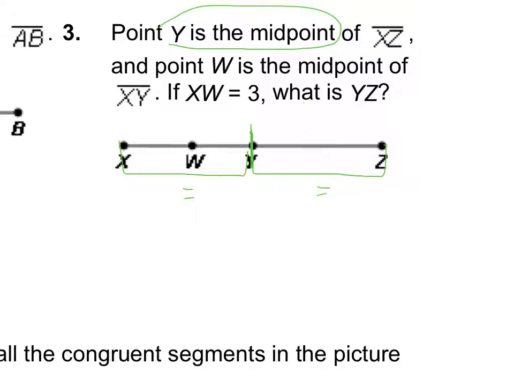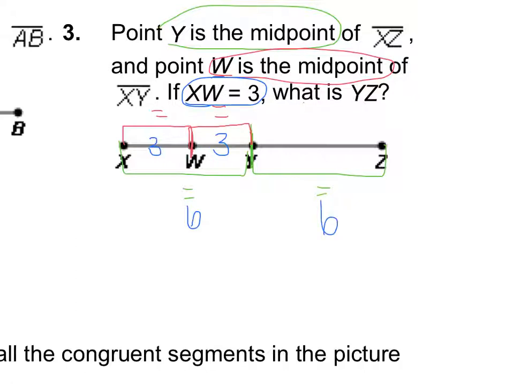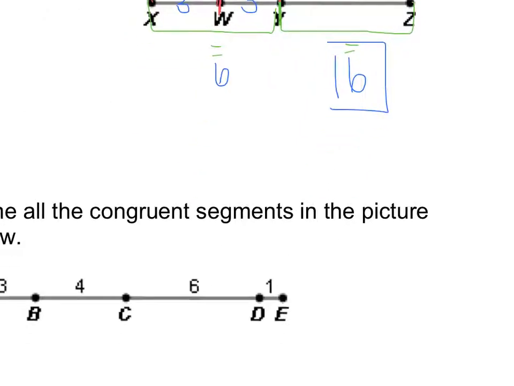It also tells us that point W is the midpoint of XY. So this W splits this part in half, so this part and this part are equal. And the last thing they tell us is that XW equals 3, so this part's 3. Well, if we know XW is equal to WY, then WY is also 3, which makes the entire XY 6. If XY is 6, then YZ is 6, because XY and YZ are equal because Y was the midpoint.